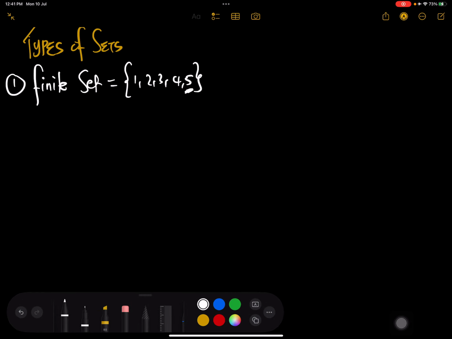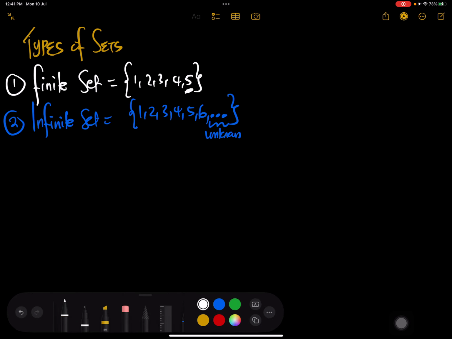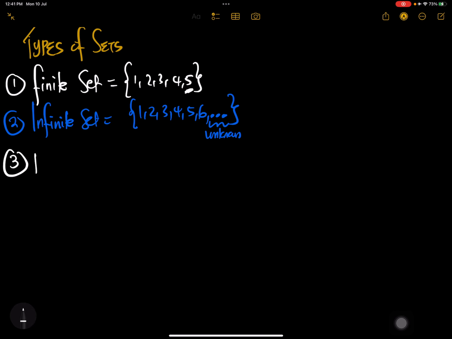But if we look at an infinite set, it is not closed. It could be 1, 2, 3, 4, 5 to 6, and then we don't know where it is going to end. We don't know where it actually ends. Because we don't know what is here, this place is unknown. It is known as an infinite set.